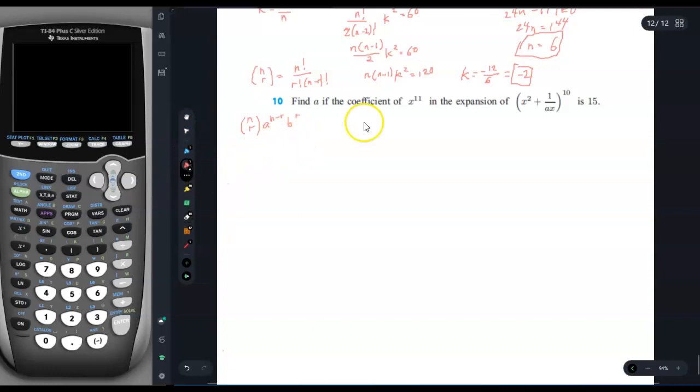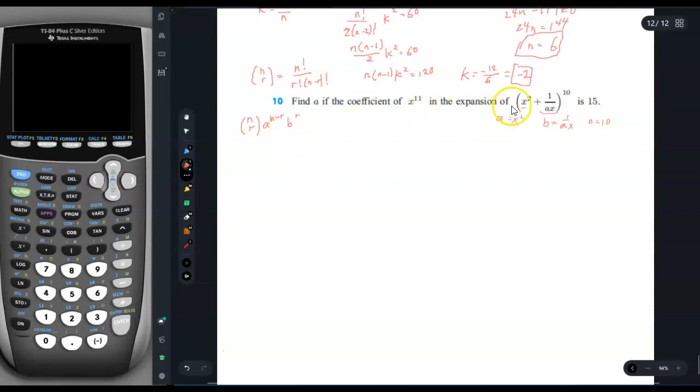What is a and b? So a is equal to x squared, b is equal to 1 over ax, and n is equal to 10. Okay. So basically what we're going to do is put these values into the general term.